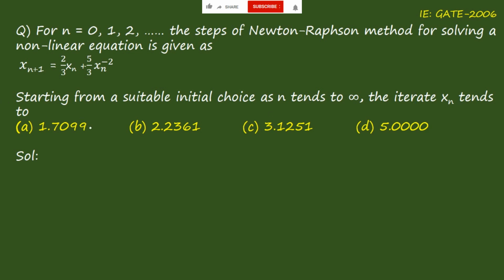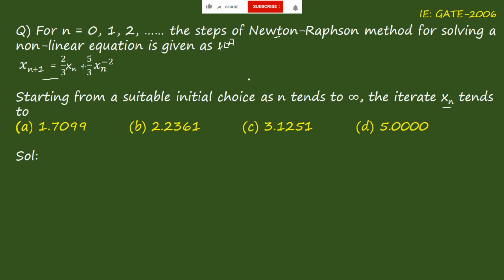Okay, let us first understand the question properly. They are saying that by using the Newton-Raphson method, they solved a non-linear equation. Let the non-linear equation be f of x. On solving that, they got this particular equation. Now they are asking what the value of x of n would be.